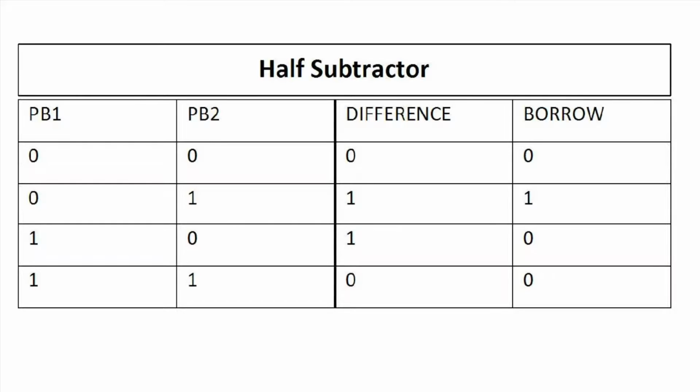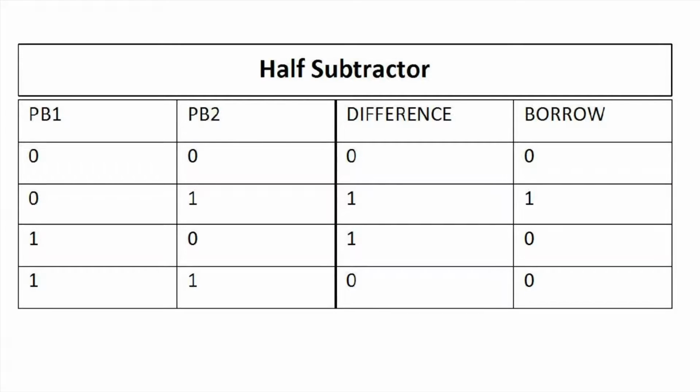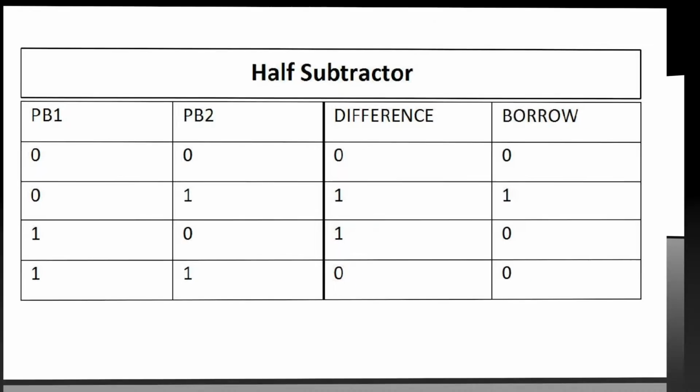When button 1 was pushed, we are subtracting 0 from 1, which gives 1, so we only get positive output in the difference light. At last, when both buttons were pushed, we subtract 1 from 1, which gives 0, so we get negative outputs in both difference and borrow lights.